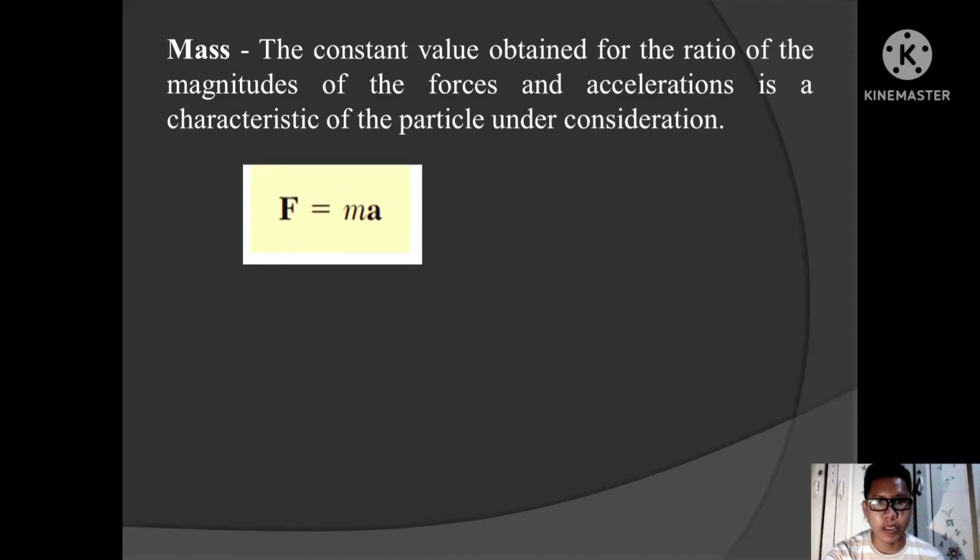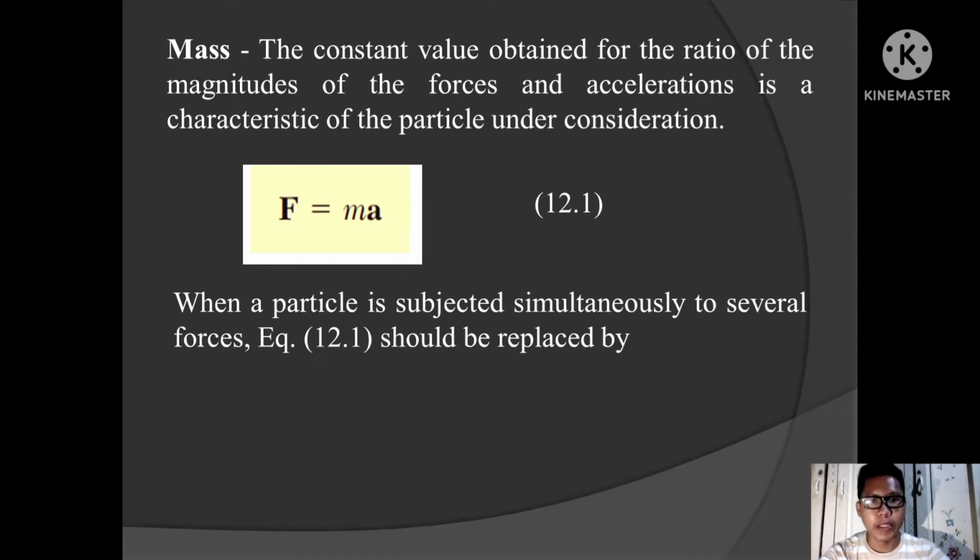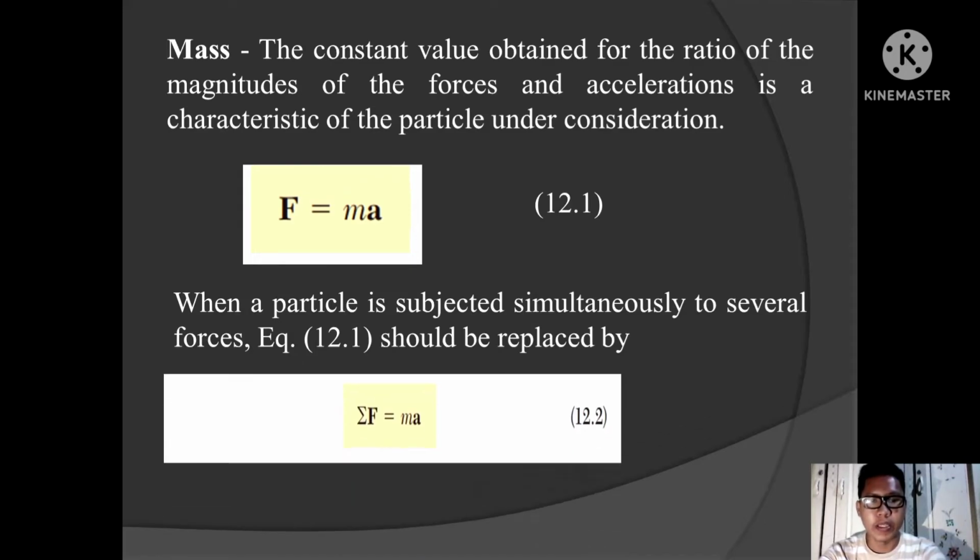So we have equation 12.1 in relation to the mass, which is the force equals mass times the acceleration. When a particle is subjected simultaneously to several forces, equation 12.1 should be replaced by the summation of F equals ma, where the summation of F represents the sum or the resultant of all the forces acting on the particle. So that's the summation of F.